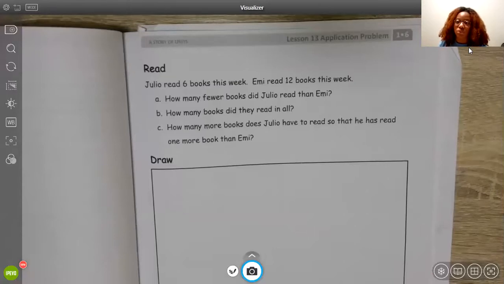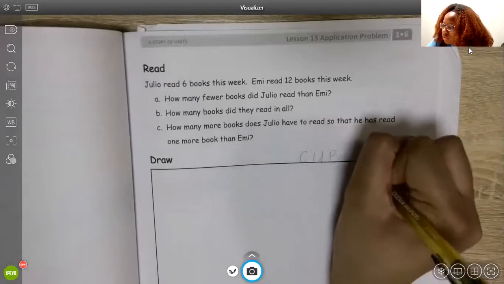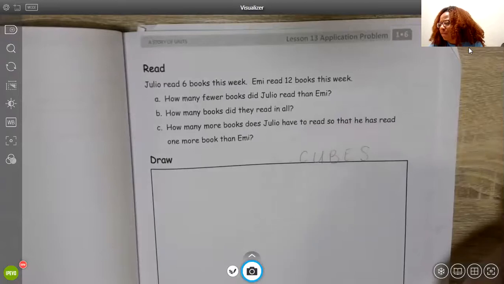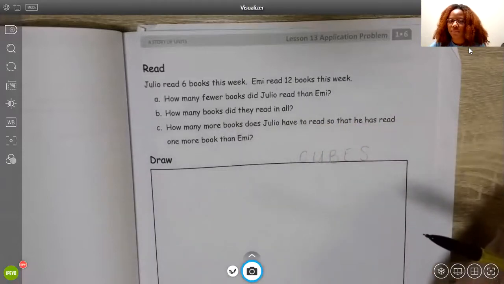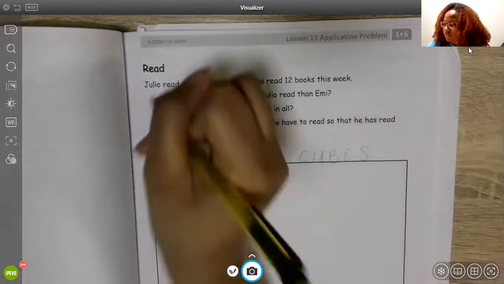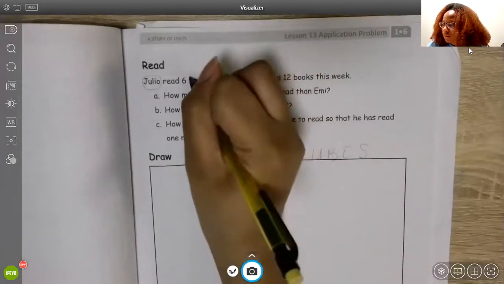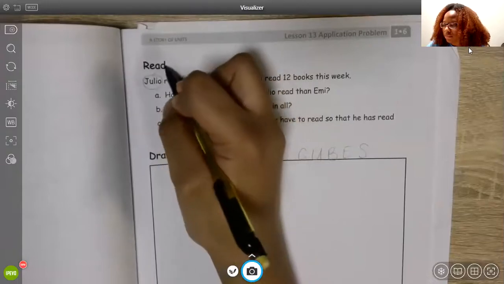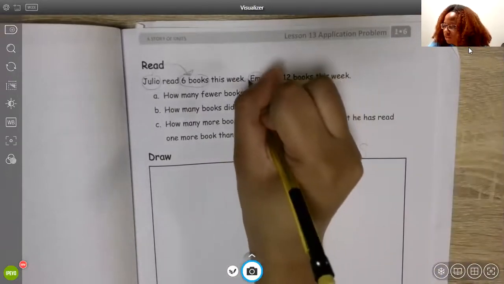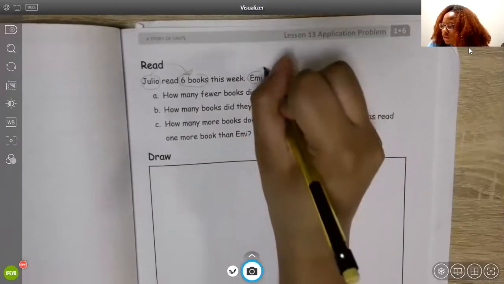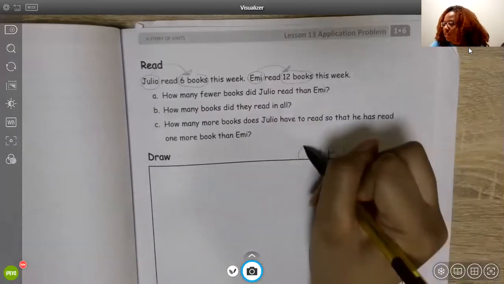So for this one, we're still going to do cubes. And the first thing we need to do is figure out our key numbers and labels. What do you think our key numbers and labels will be just by looking at these two sentences here at the top? All right, so I heard someone say Julio, and what about him? It will be, also circle 6 books. So Julio read 6 books, don't forget to go ahead and draw your arrow. All right, what else? I'm going to also circle Emmy and 12 books. Don't forget to draw your arrow for that one as well. So now that we have that done, we're going to go ahead and check that off.